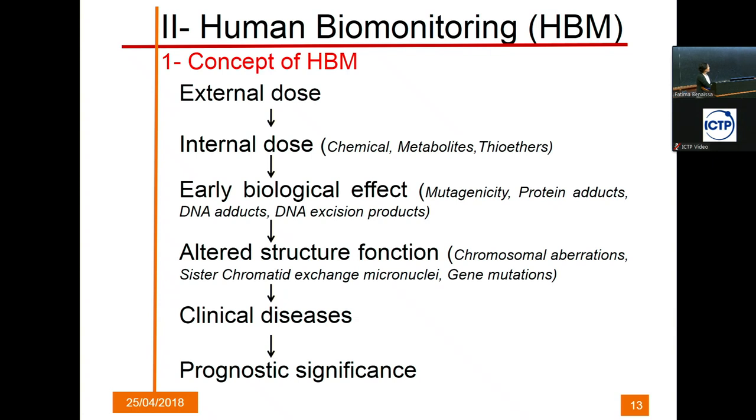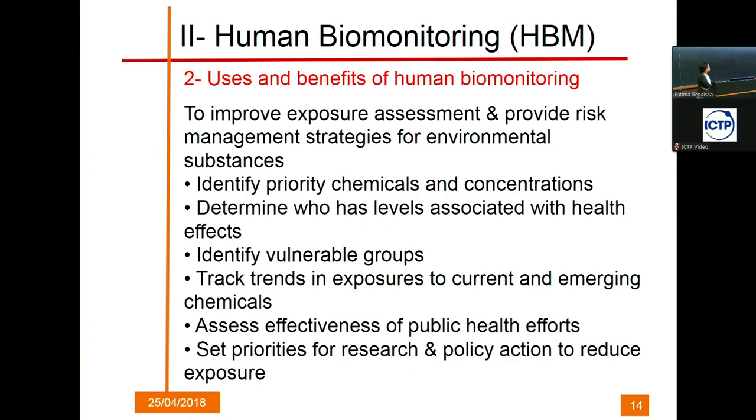So human biomonitoring presents many benefits, advantages, like identify priority chemicals and concentration, determine who has levels associated with health effects, identify vulnerable groups, track trends in exposure to current and emerging chemicals, assess effectiveness of public health efforts, and set priorities for research and policy action to reduce exposure.